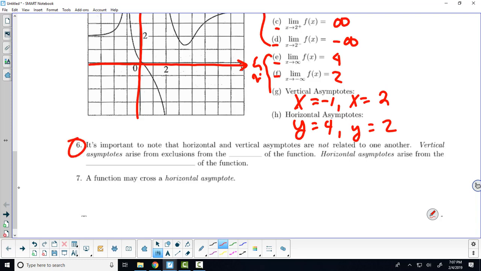Here it is one more time. It's important to note that horizontal and vertical asymptotes are not related to one another. They are two completely different topics. Vertical asymptotes arise from exclusions in the domain of the function, whereas horizontal asymptotes arise from the long-term behavior.